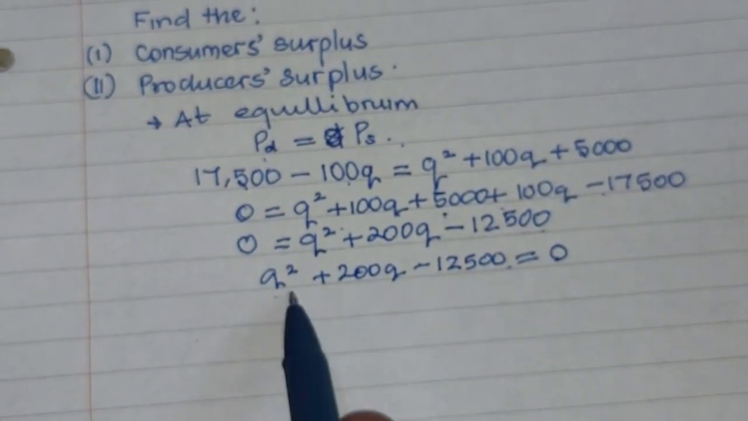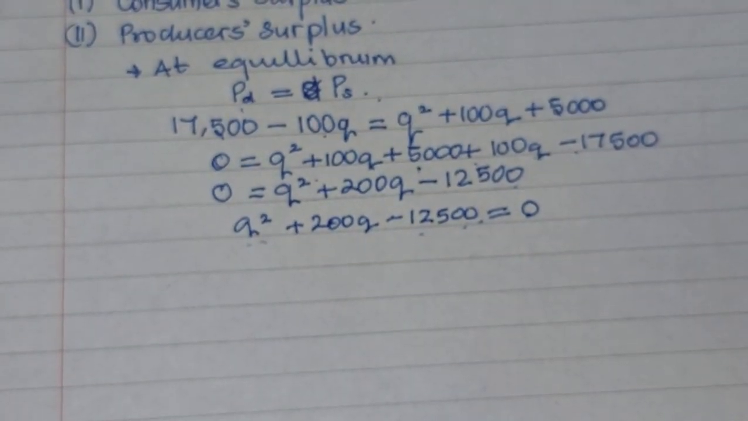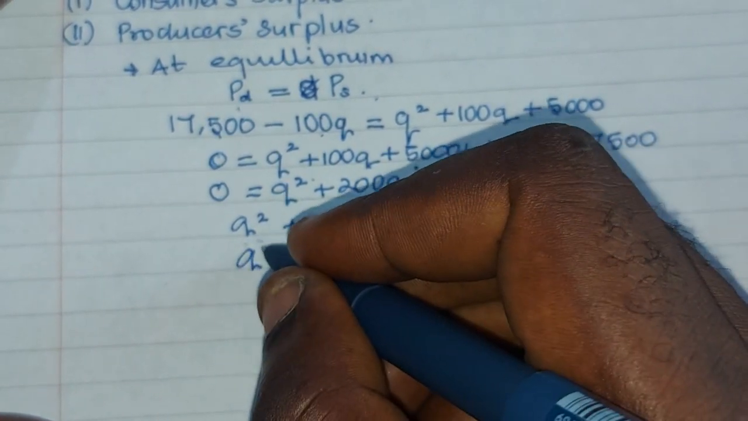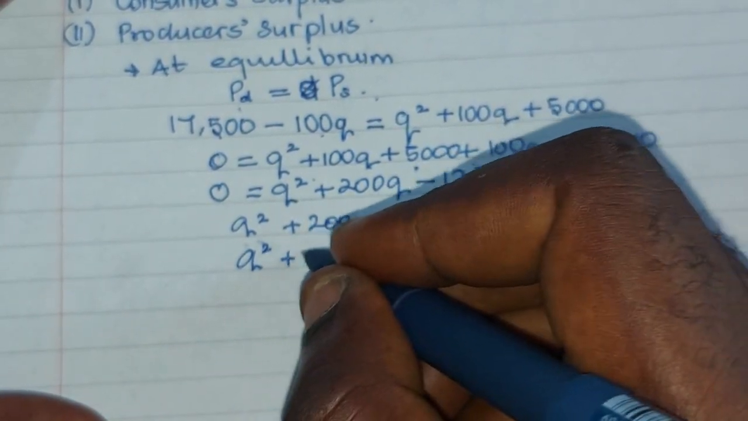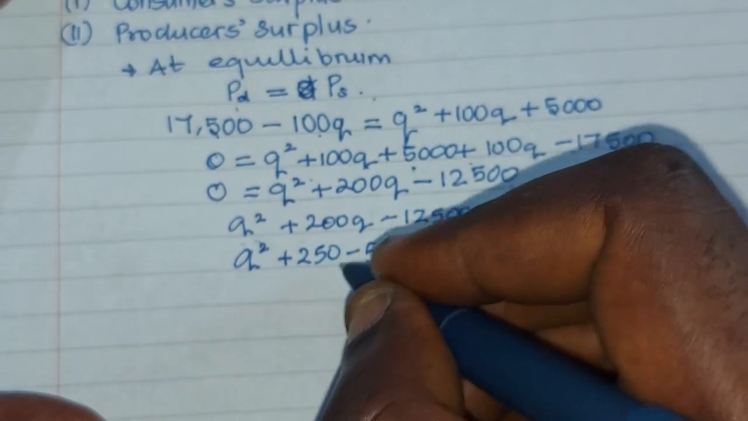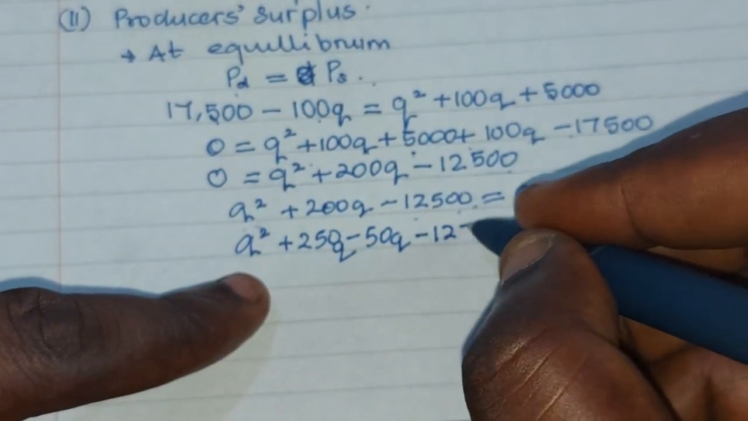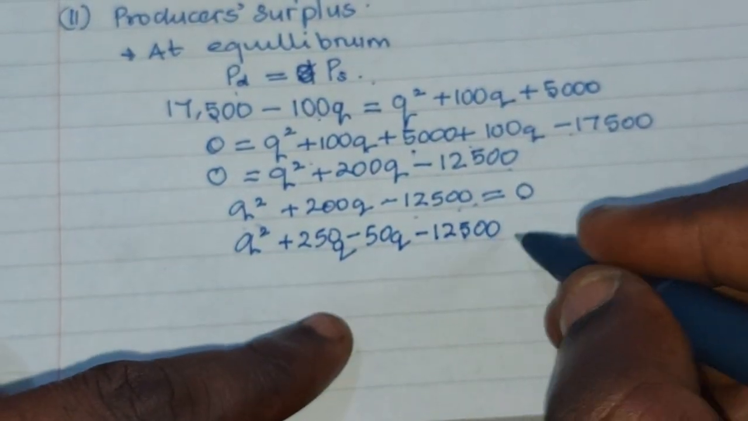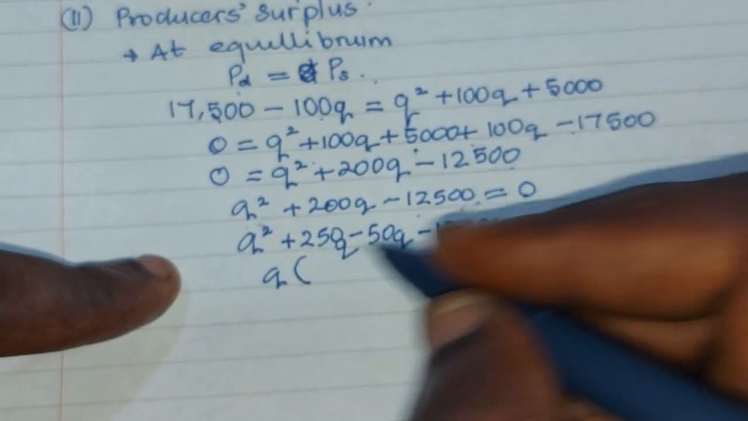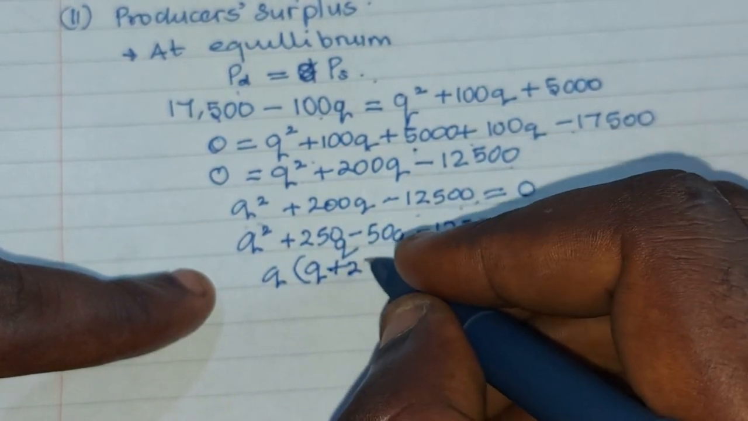So this gives a quadratic equation. Let us solve it. When you solve quadratically, we have Q squared plus 250Q minus 50Q minus 12,500 equals 0. Then we have Q into brackets Q plus 250.